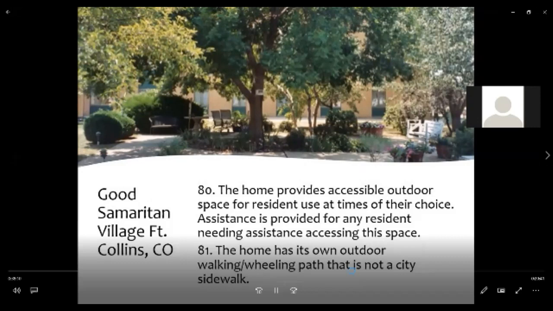All right. And then we were just talking about outdoors a little bit. Here's an item: the home provides accessible outdoor space for resident use at times of their choice. Assistance is provided accessing the space. And by the way, if you have automatic doors, then people barely need assistance. That's really the key. And the next item is depicted here in the picture. The home has its own outdoor walking and wheeling path that is actually not a city sidewalk. This is a home in Fort Collins, and this is their courtyard with a path for walking that is not a sidewalk.